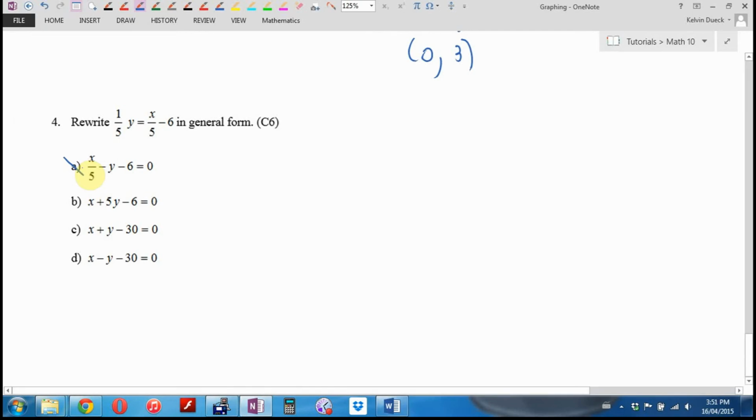You know what I'm going to do first? Rewrite it. And this is where a suggestion you made about 20 minutes ago does work. We want to clear fractions. Why? Because general form says no fractions. How do we clear fractions? This is where we multiply by a common denominator. What's my common denominator going to be here?